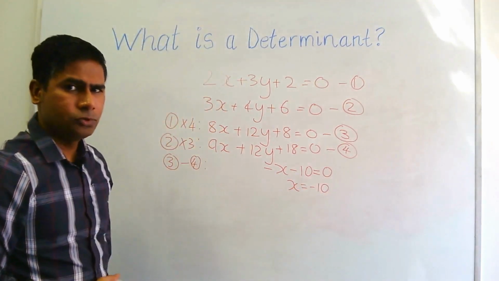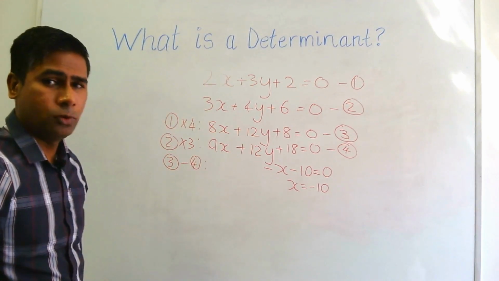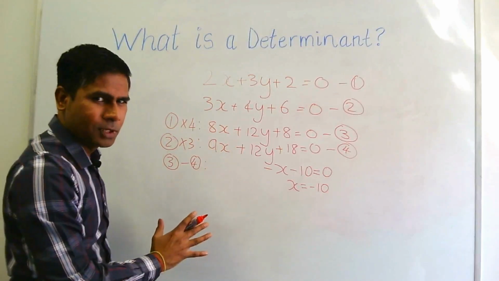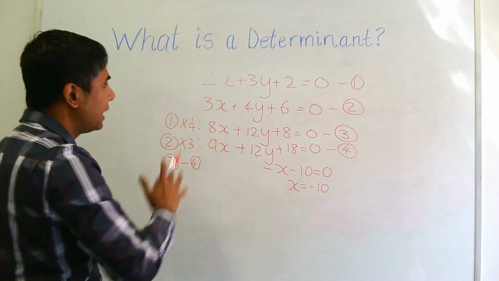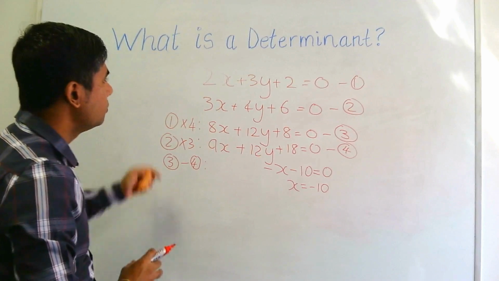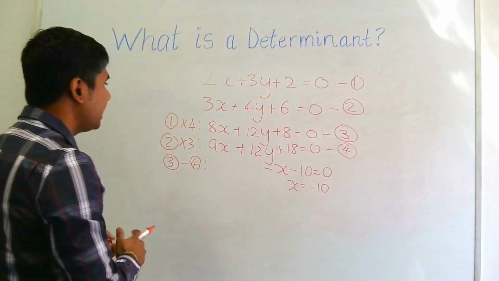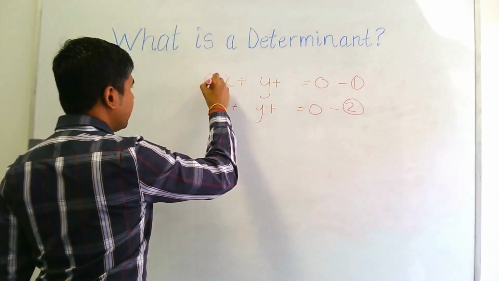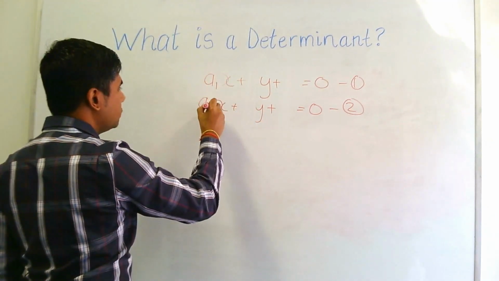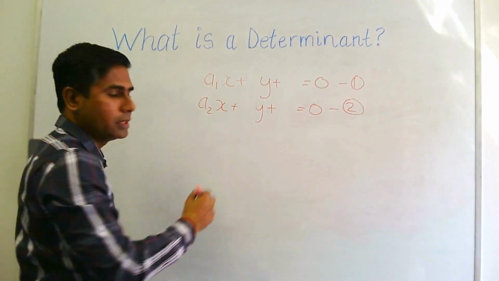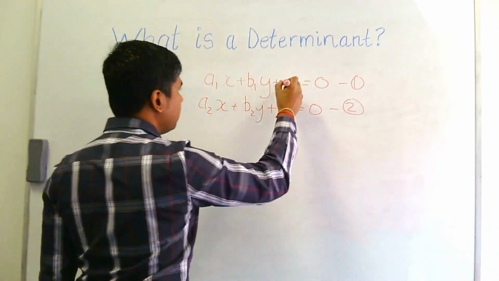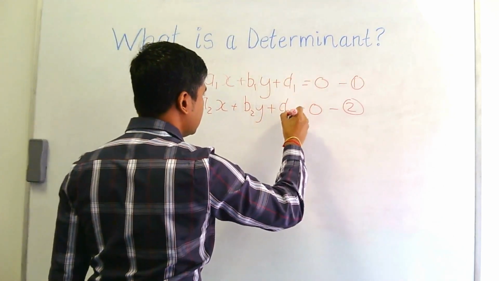So what does this have to do with determinants? How do we get determinants from all of this? What we're going to do is this exact same procedure, but for generalized coefficients. We're going to remove these coefficients 2, 3, and 2 and make them general. The coefficients of x we'll call a1 and a2, in equation 1 and equation 2. For y, it'll be b1 and b2. And for the number, it's d1 and d2.